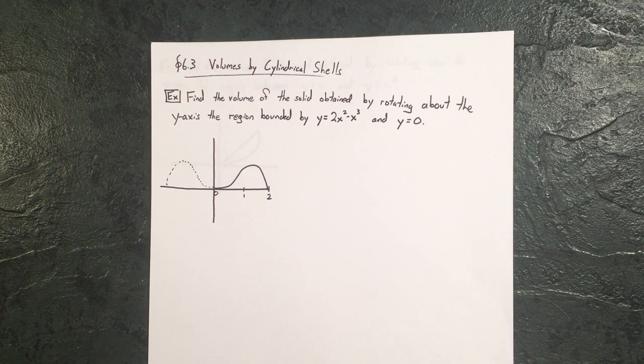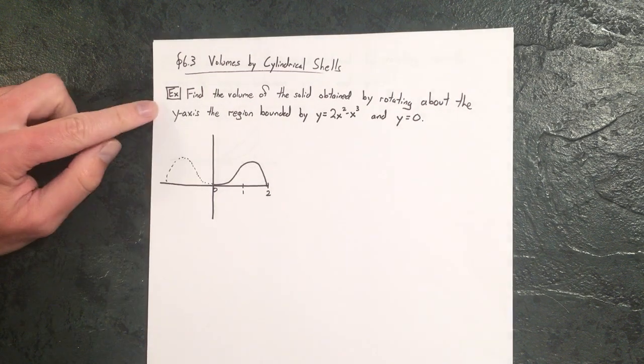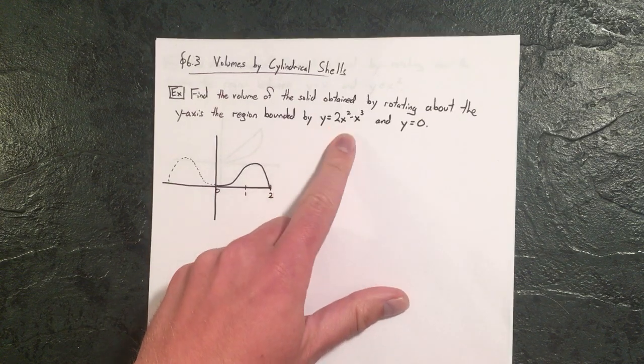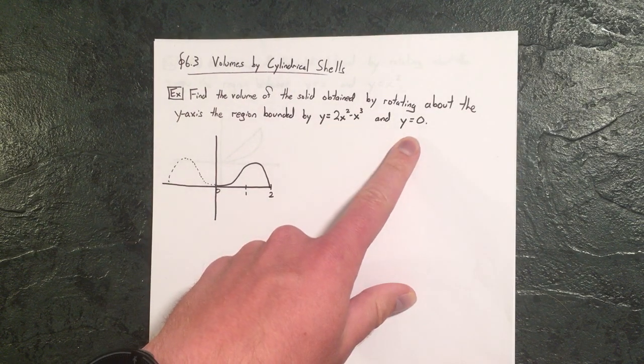With all that being said, let's get looking at this section here, which is called Volume by Cylindrical Shells. We could start off with a question that looks pretty harmless, kind of like they did in 6.2, which was 2 weeks ago at this point, or like a week and a half. And it could say, find the volume of the solid obtained by rotating about the y-axis the region bounded by y equals 2x squared minus x to the third, and y equals 0.